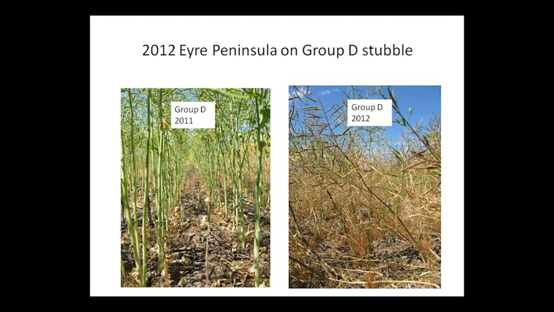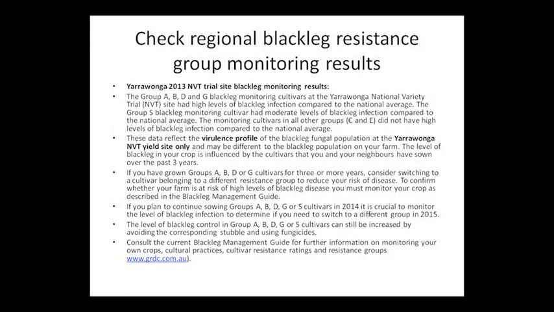The crops looked fine, but when we cut them open, we found that they had some disease inside, and we put out a warning saying we think that the Group D resistance was being overcome, and in 2012 there's the Group D resistance being totally overcome. So that's basically the warning now for northeast Victoria, that if you have been growing Group D cultivars extensively, basically don't grow them next to Group D cultivars stubble from last year, or consider changing to a different group.